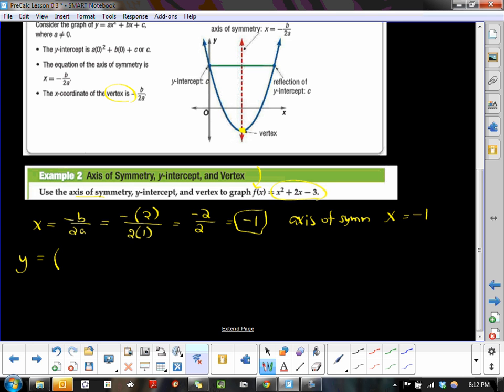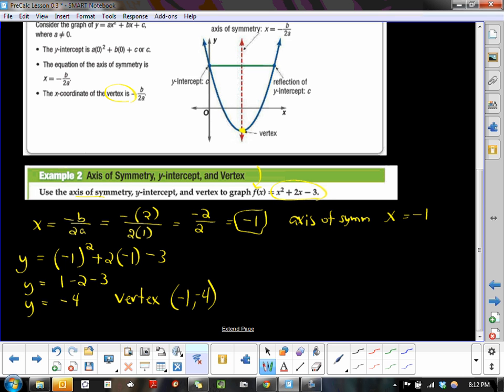And I want to replace all the x's with what I found the axis of symmetry to be, which is negative 1. And we're going to square it. Then we're going to put plus 2 times negative 1, and then minus 3. If we finish this evaluation, then we'll know the location of the vertex. So it's going to be 1, minus 2, minus 3, or the y value is negative 4 when x is negative 1. So that tells us our vertex must be located at (-1, -4).